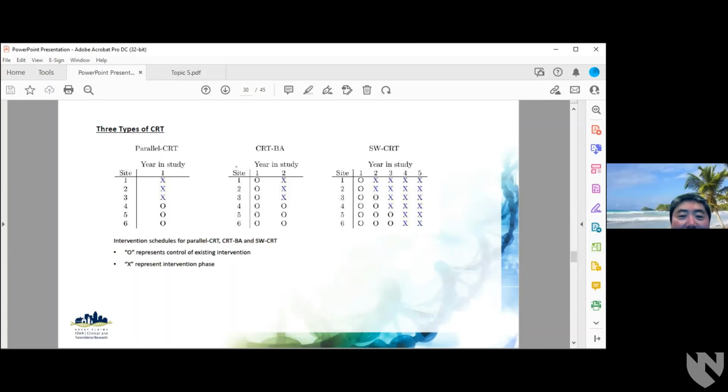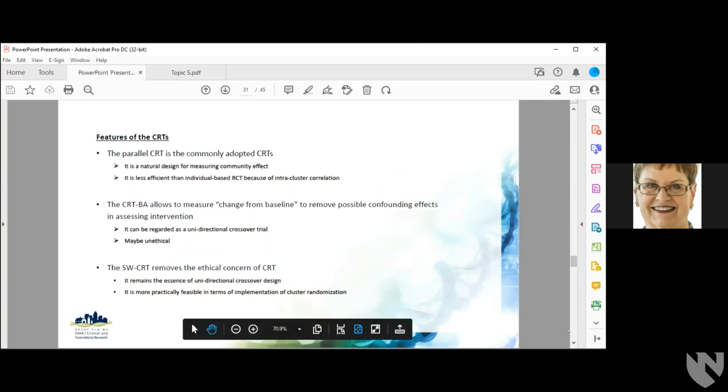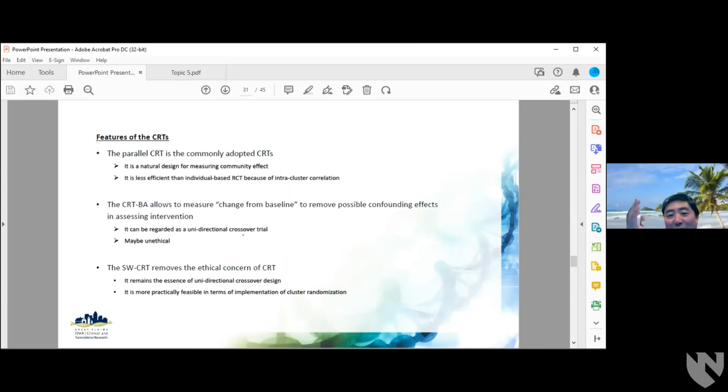I would say maybe this year is confusing. You may say step. Oh, okay. So year -1 is step 1. So this is a unidirectional crossover trial. This is a half crossover. It's not a complete crossover.